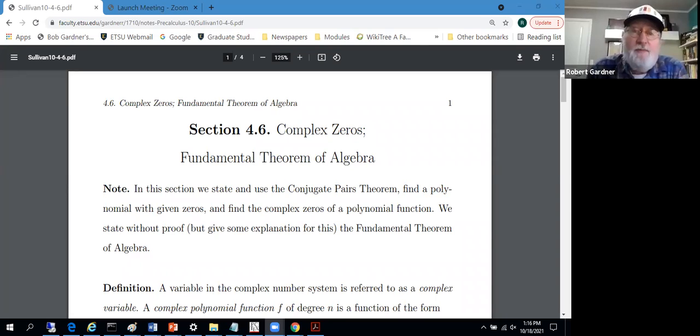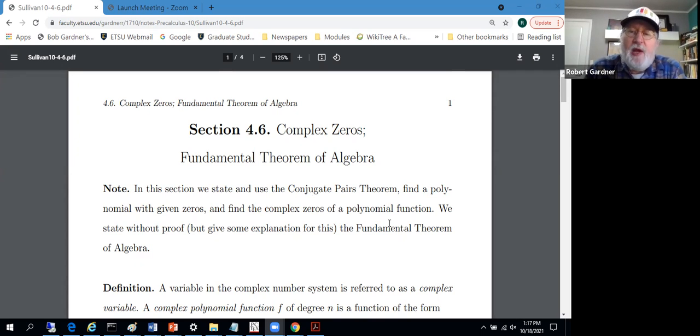Okay, so on to section 4.6. We'll wrap up our conversation about complex numbers and how they interact with polynomials in this section. So the plan is we'll use the conjugate pairs theorem. We'll find polynomials with given zeros and real coefficients in most cases, and we'll find complex zeros of the polynomial.